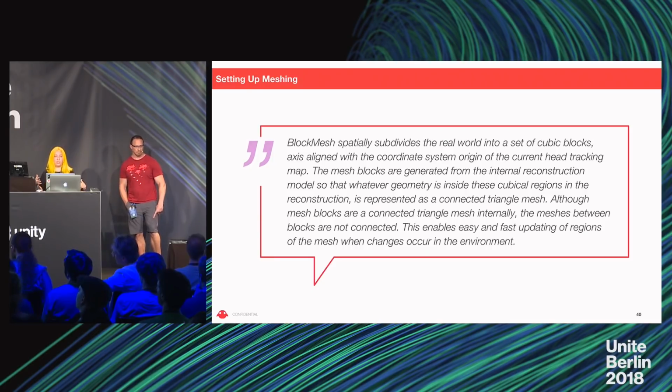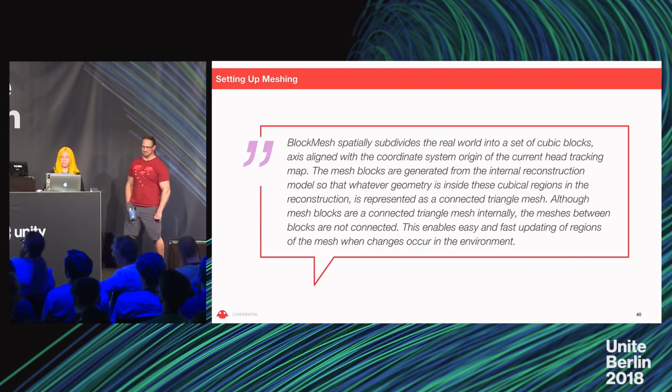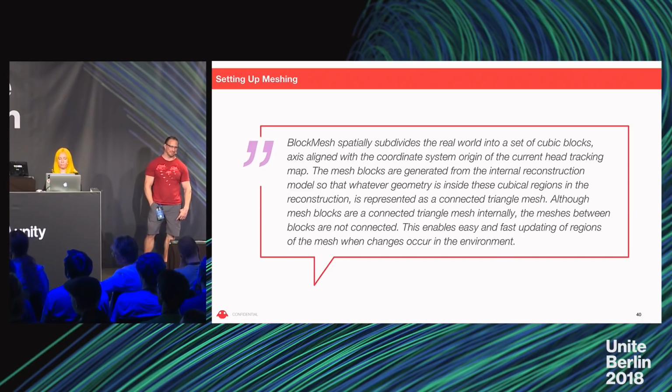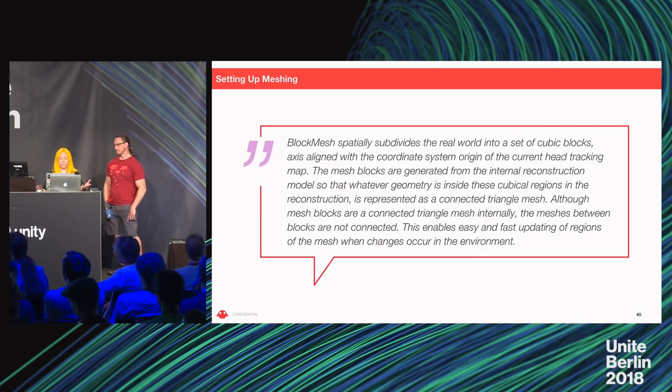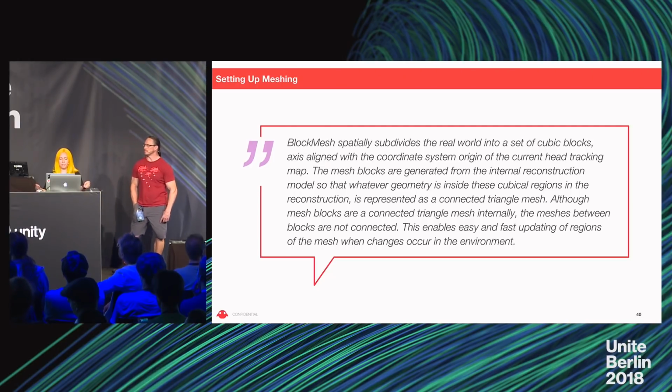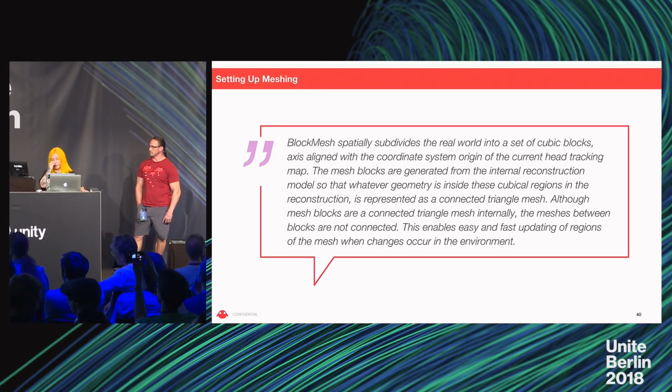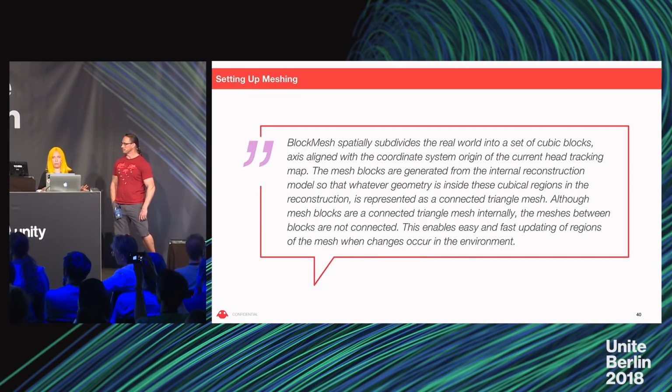Now, what block mesh actually does is block mesh spatially subdivides the real world into a set of cubic blocks, axis aligned with the coordinate system origin of the current head tracking map. The mesh blocks are generated from the internal reconstruction model so that whatever geometry is inside these cubical regions in the reconstruction is represented as connected triangle meshes. Although mesh blocks are connected triangle meshes internally, the meshes between blocks are not connected. This enables easy and fast updating of regions of the mesh when changes occur in the environment.